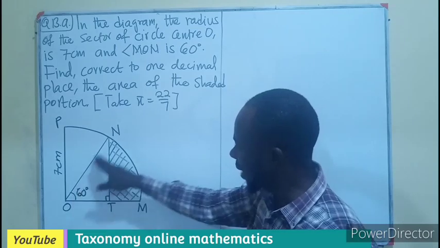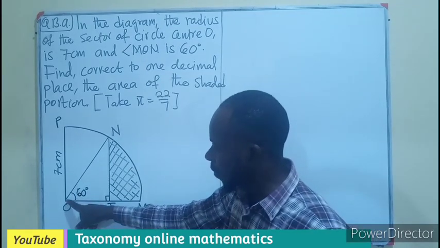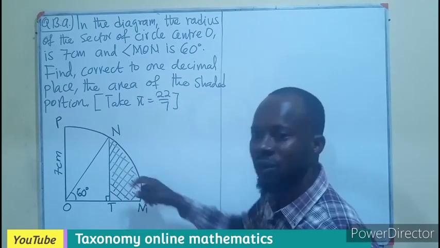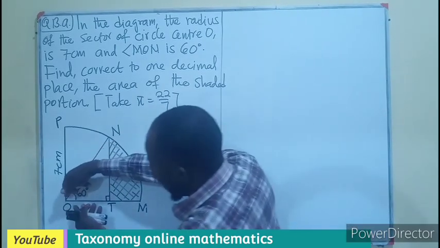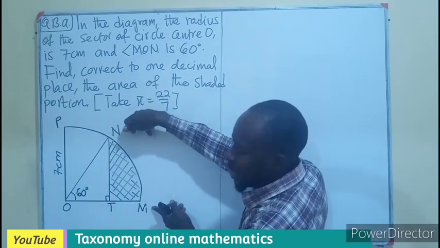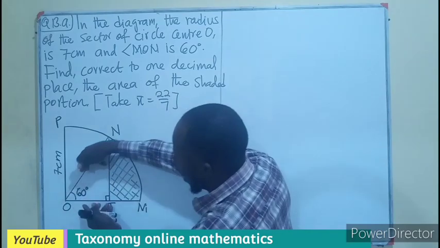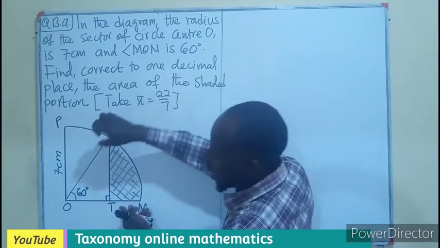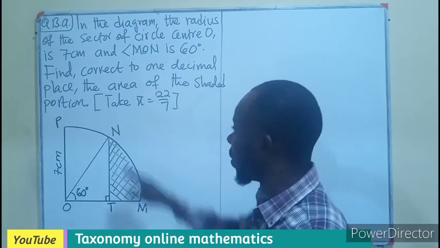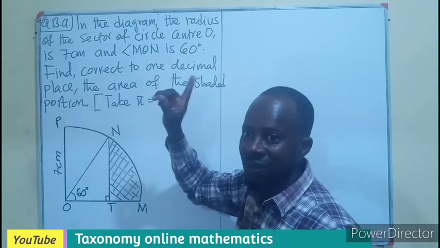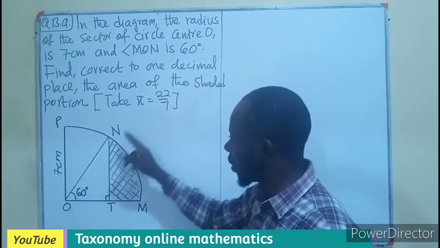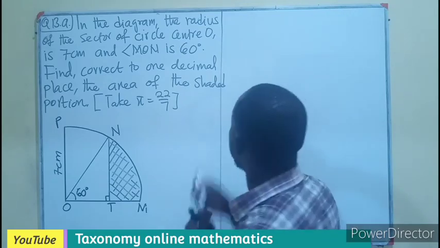Good. Now that sector is made up of a triangle ONT and this portion that we are asked to find. So if I know the area of the bigger sector ONM, then know the area of the triangle ONT, and subtract this triangle from the main sector, then the remaining shaded portion will be found. So first things first, let's find the area of the sector ONM.